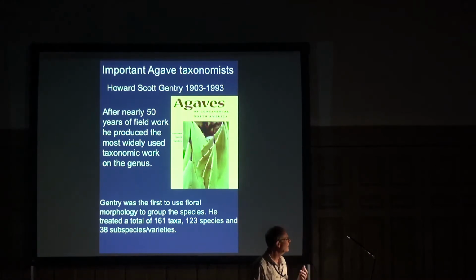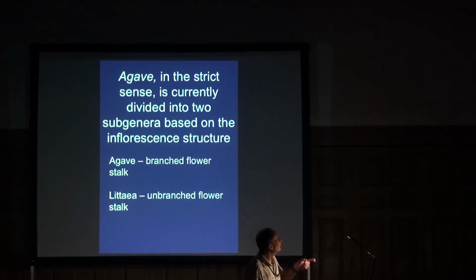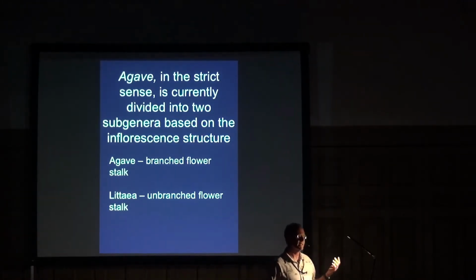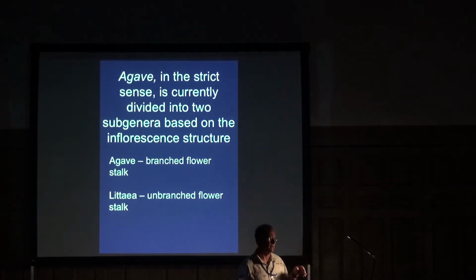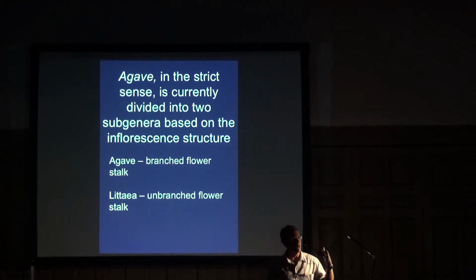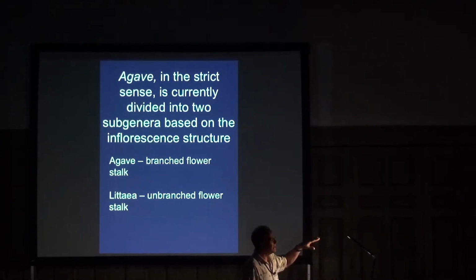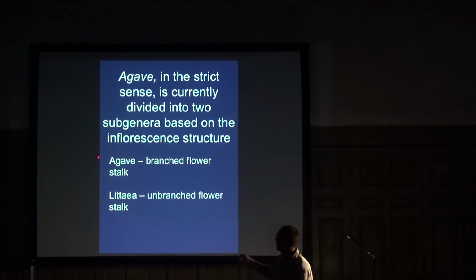Now, Gentry did some informal taxonomy. So the Agave in the strict sense, as Gentry defined it, is currently divided into two subgenera. So that's the rank directly below genus. And he based those on the inflorescence structure. So what we have here is the subgenus Agave has the branched flowered stalk, and Lidii has the unbranched flower stalk. So Agave branched and Lidii unbranched. So we'll look at those as we go along here.